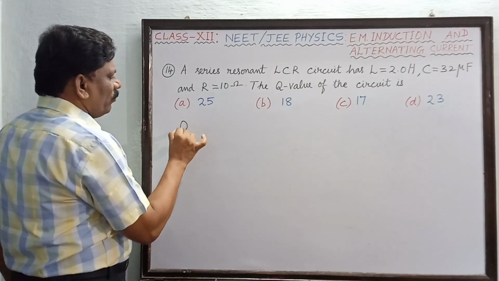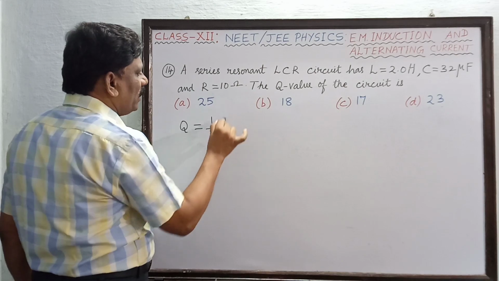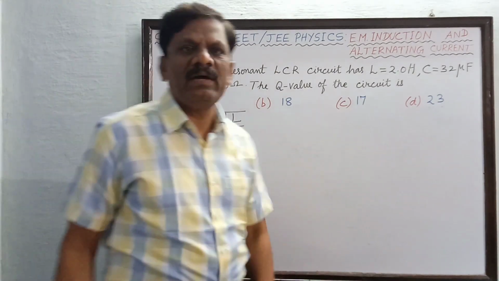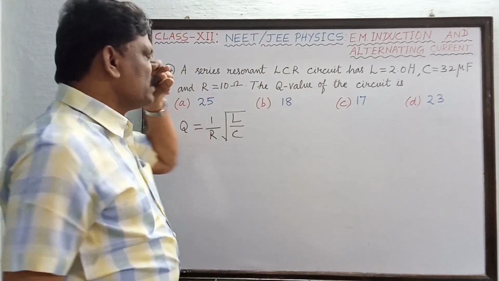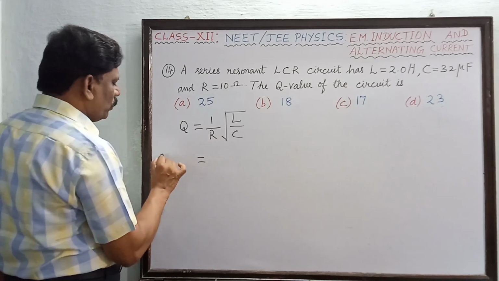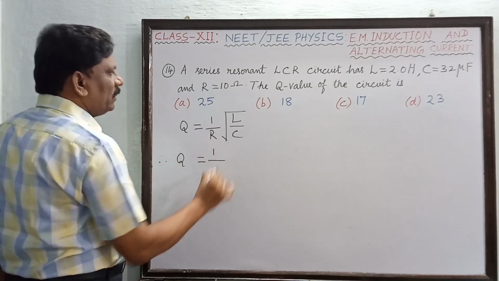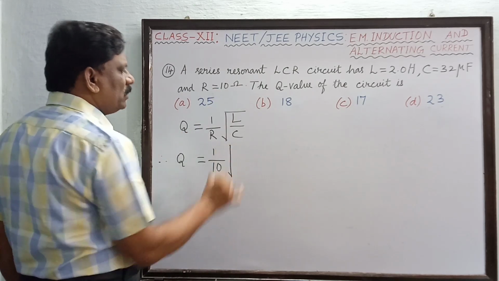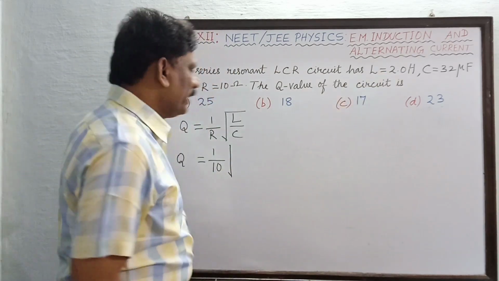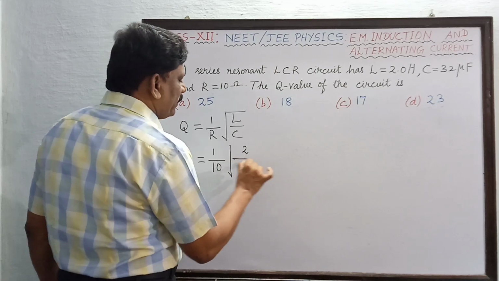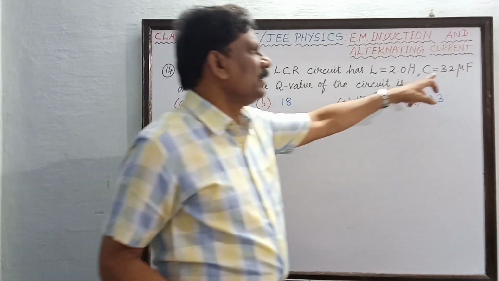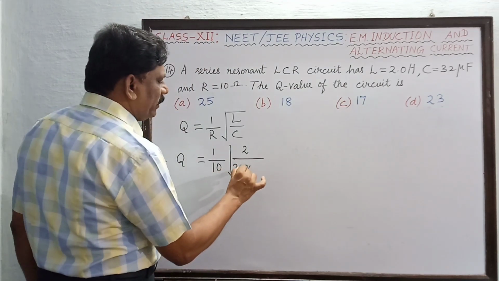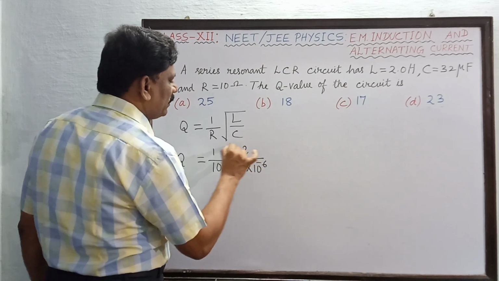So Q factor is equal to 1 by R into square root of L by C. This is the expression we have to use now. So what are the given values? I am going to substitute. So Q is now equal to 1 by, resistance is 10 ohm, so this is 1 by 10 inside the square root. L is equal to 2 Henry, so this is 2 divided by capacitance, 32 microfarad, so this is 32 into 10 power minus 6.